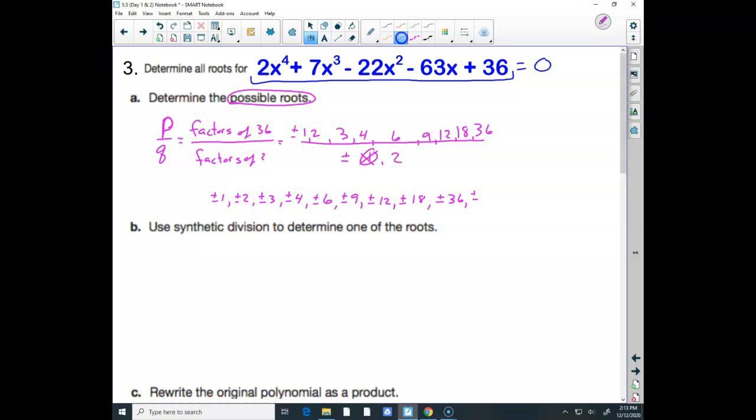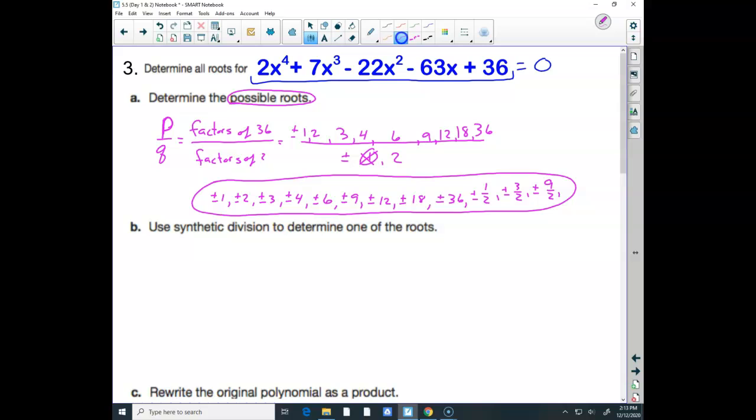So I say plus or minus 1/2. 2 over 2 is 1, which is in my list. 3 over 2 is not, so plus or minus 3 over 2. 4 over 2 is 2. 6 over 2 is 3. 9 over 2 is 4.5. That's not in there, so plus or minus 9 over 2. 12 over 2 is 6. 18 over 2 would be 9. 36 over 2 is 18. Look at that. Does that make you feel better?